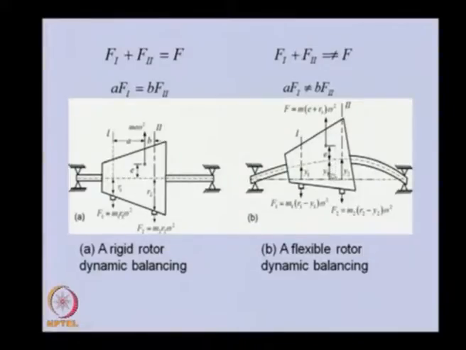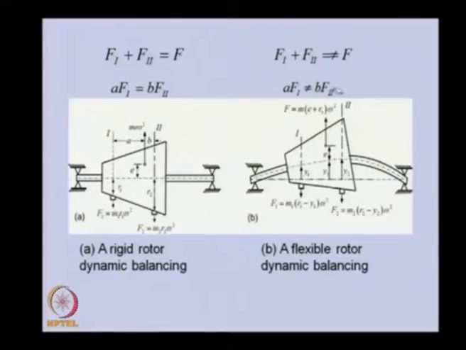Similarly, the effective radial distance of the correction masses from the center of rotation decreases. Earlier it was at the R1 position, now it has become R1 minus Y1. Similarly, for the second correction mass, the radial position has changed. So now we can see that the equations which we wrote earlier will not be valid, because these centrifugal forces are no longer the same.